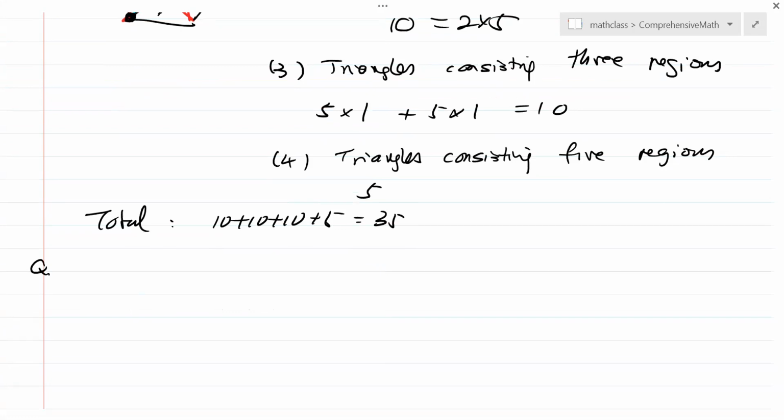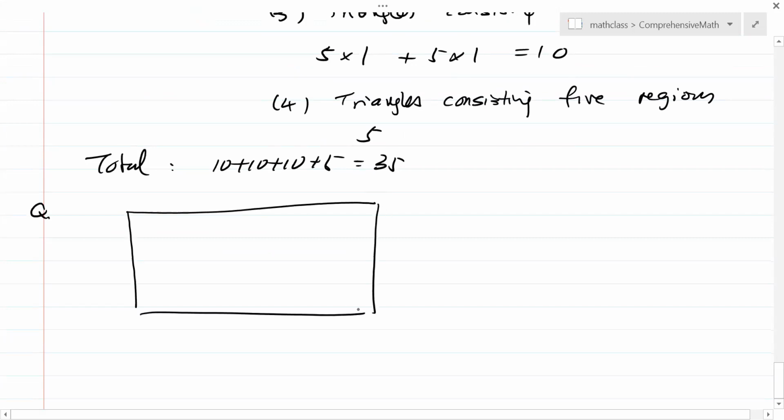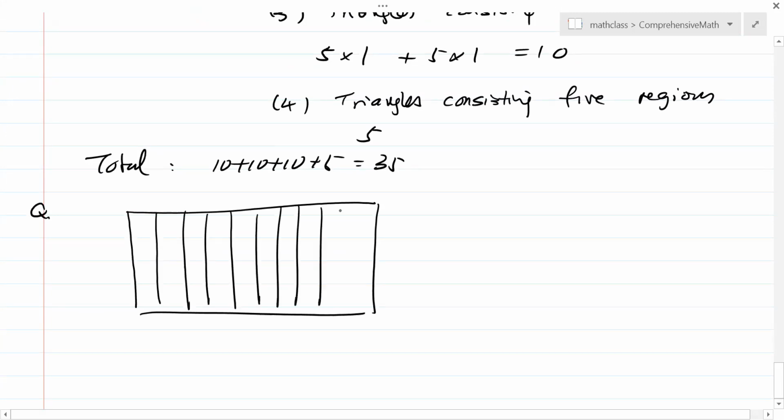All right, our next problem is still about rectangles, okay? So we get, this is a long one. I'm going to count how many of them. 1, 2, 3, 4, 5, 6, 7, 8, 9, 10. And then I have another line here.